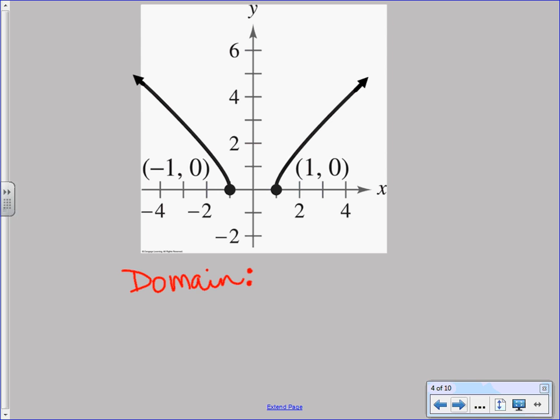The domain. Where do we have x values? Not quite everywhere. Oh, yeah. Because we don't have anything here, right? So we have things below -1 and we have things above +1. Do you agree? Okay. These arrows mean it goes on forever.